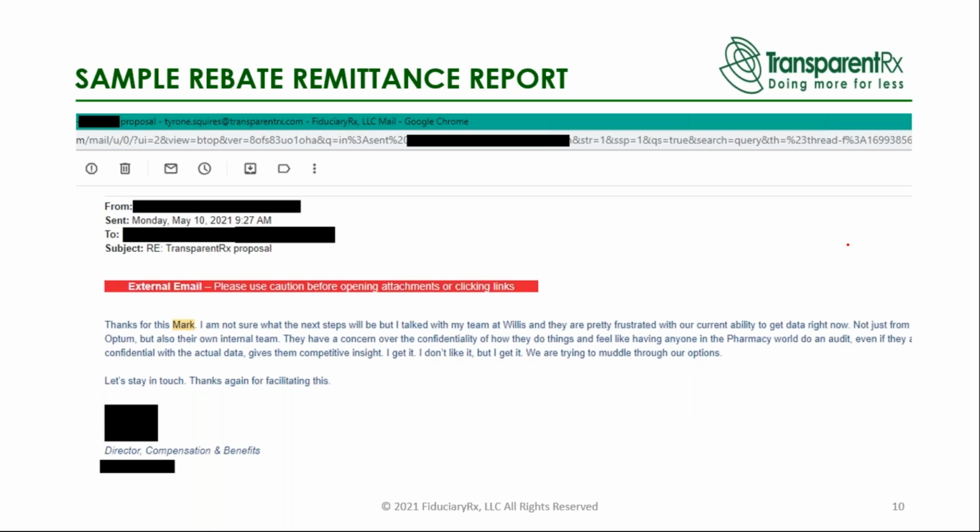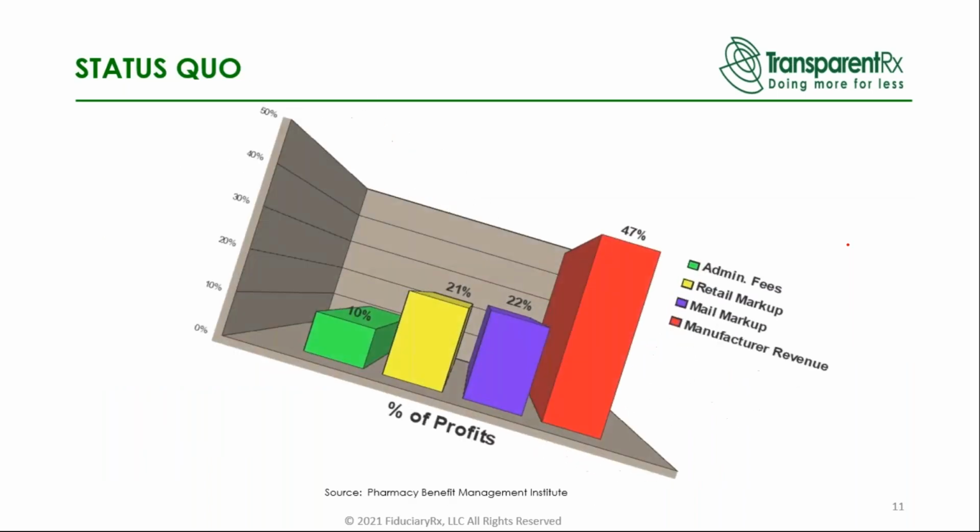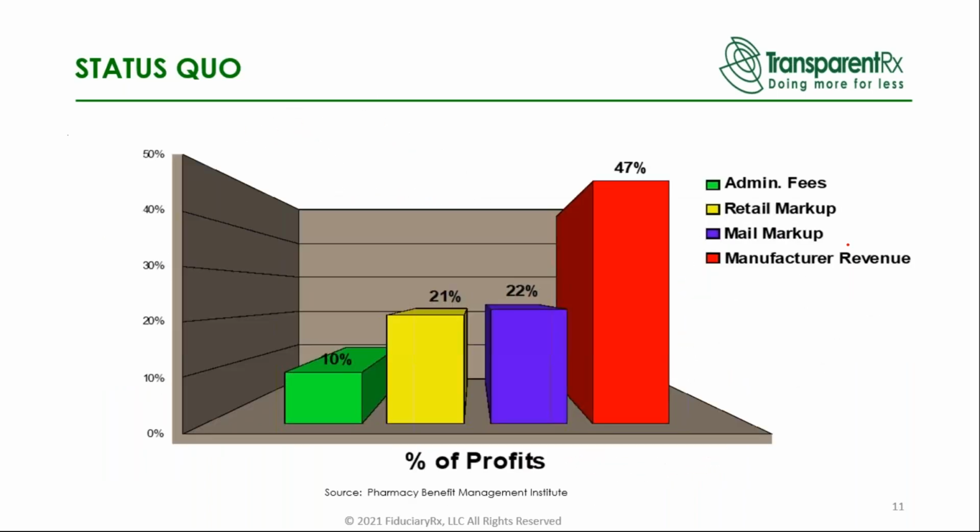This is the games that are played because they're leveraging information asymmetry. And so, this leads us to the status quo. And this is why PBMs engage in information asymmetry, because they know when they can get their clients into a deal that calls for an artificially too low administrative fee.